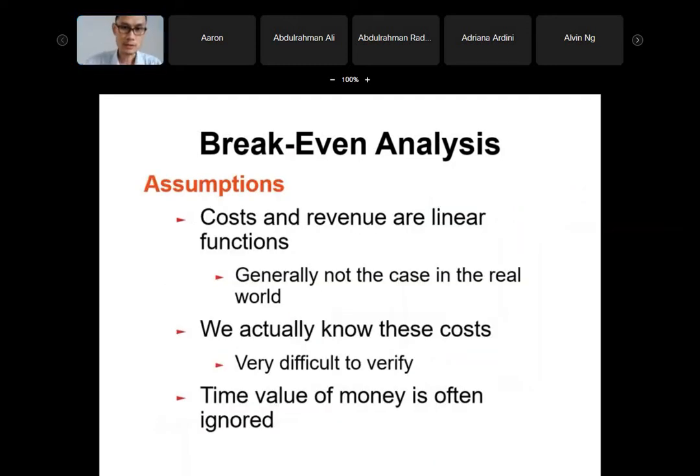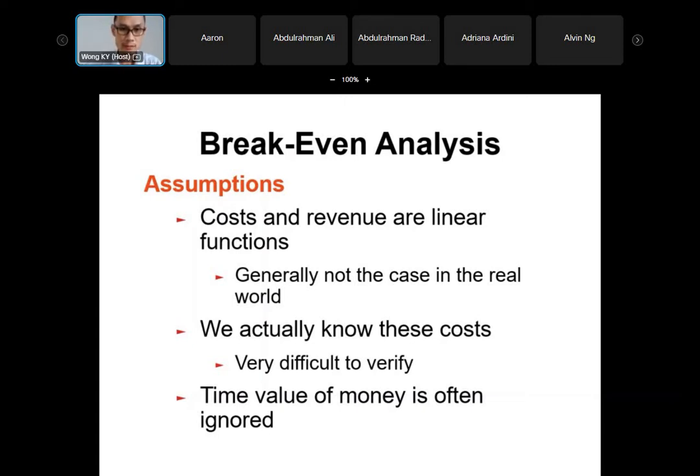Second assumption, we assume that we know the cost and the revenue exactly. But in real life, sometimes we do not know the cost value or the revenue value exactly, because there are so many types of costs involved, and sometimes managers will just estimate the cost value and the revenue value rather than putting in the exact value. So when we do this break-even analysis, we just have to assume that the cost and revenue are known exactly. It means we know the exact values.